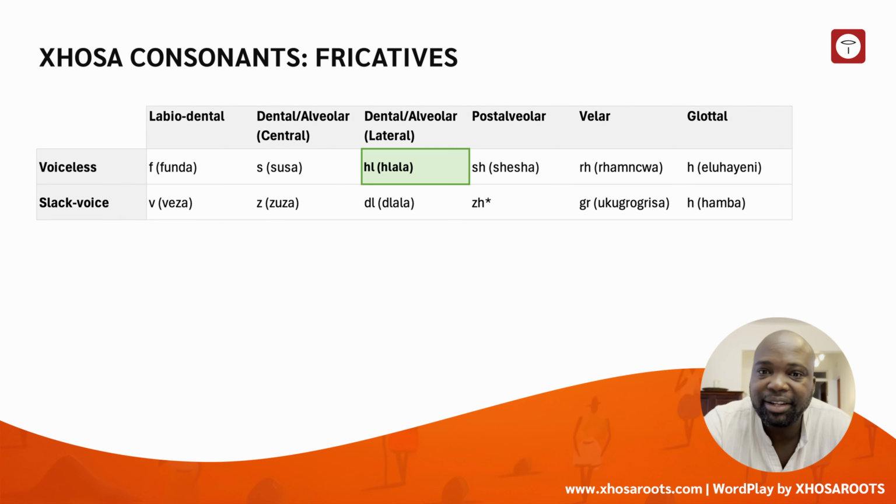Then we have the lateral dental alveolar sounds or fricatives. Again, these ones would be produced by configuring your tongue in such a way that it makes contact with the sides of your mouth, which are obviously your teeth on the sides of your mouth, hence dental alveolar, and lateral, which means it's related to the sides of your mouth in terms of the configuration there.